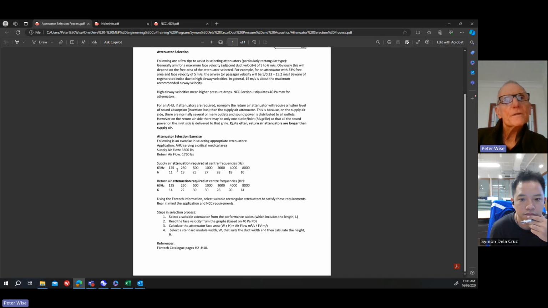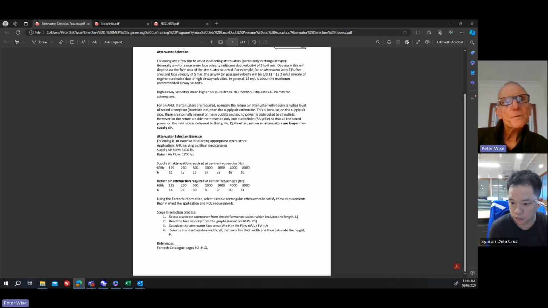So what we use in Australia is a Melinex or a Mylar lining on the inside of the attenuator, which stops the fibres coming out into the airstream. And the Fantech attenuators are called Q-seal when they have this lining on the attenuation material. So that's the first thing we have to solve, that it's a critical medical area. We're going to have to use the Q-seal type attenuator.